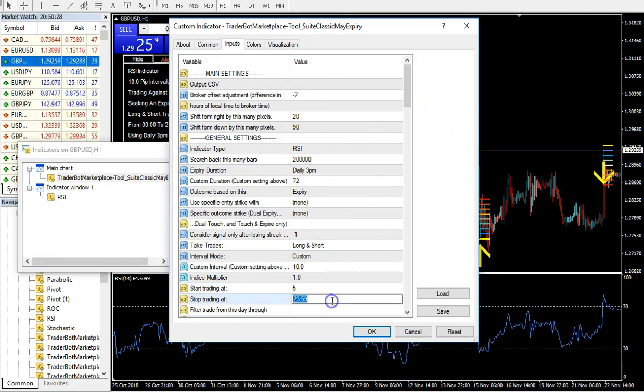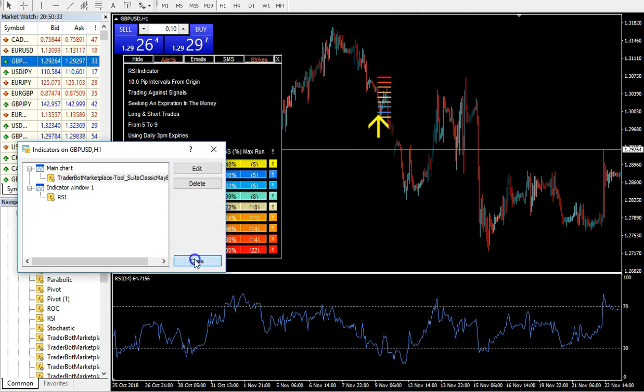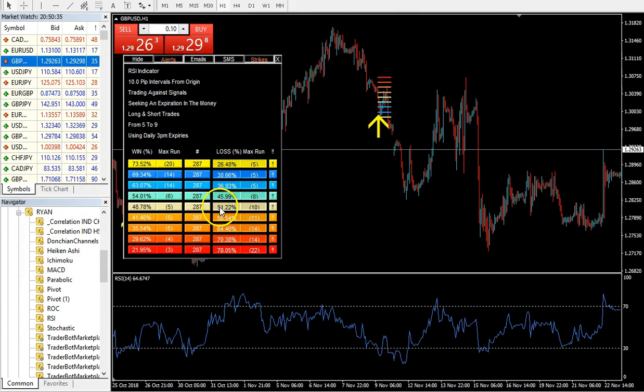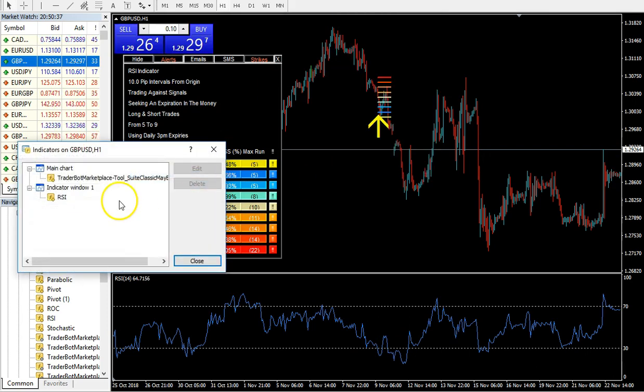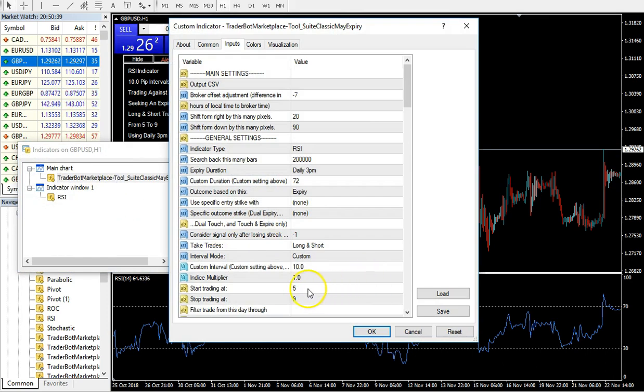And let's also look at what if we only wanted to trade that strategy between the hours of 5 a.m. and 9 a.m. MT4 time. Would that help or hurt? Well, that hurt. That hurt the probability.